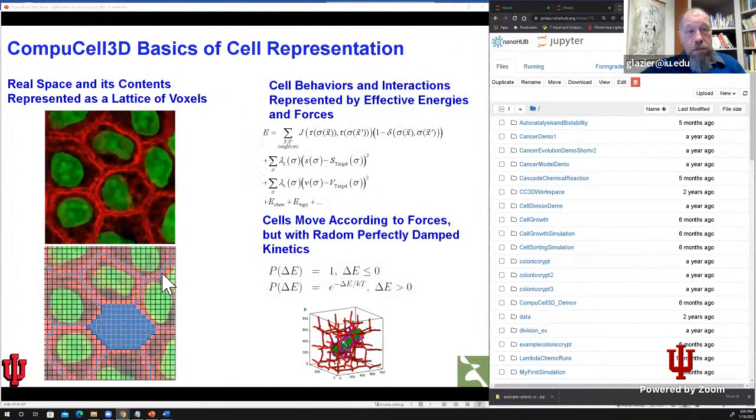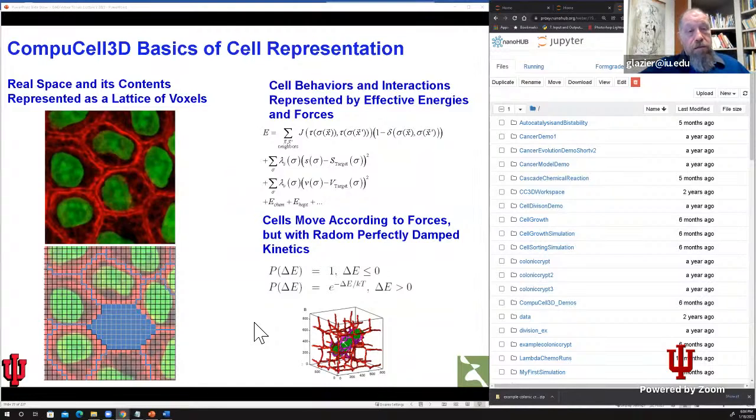So now I want to talk a little bit about CompuCell. And I'm going to be covering a couple of things. One, how we represent cells. We talked about this very briefly last week. How we represent cells and how they move in the lattice, and how we represent what they do.